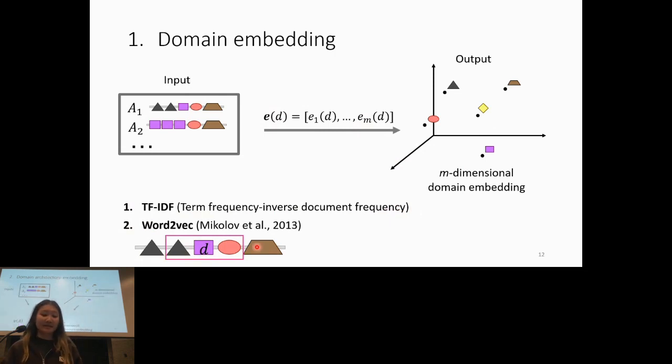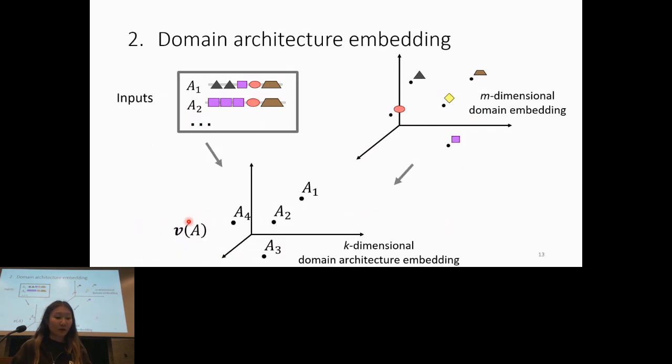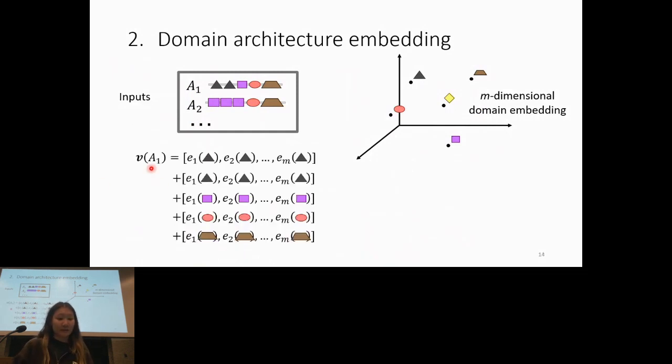In the second stage, we construct domain architecture embeddings, meaning that we represent each domain architecture as a vector in a k-dimensional space. And this can be calculated from the embeddings of its constituent domains. And in this work, I sum the constituent domains. So for example, the embedding of A sub 1 is just 2 triangles plus 1 rectangle plus 1 oval plus 1 trapezoid.